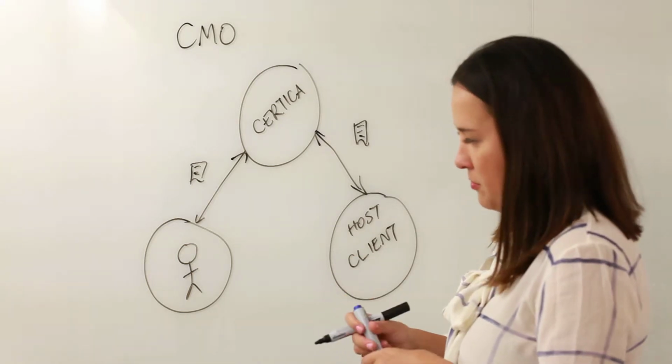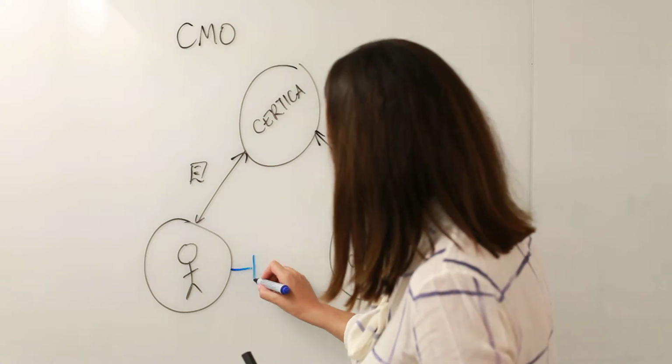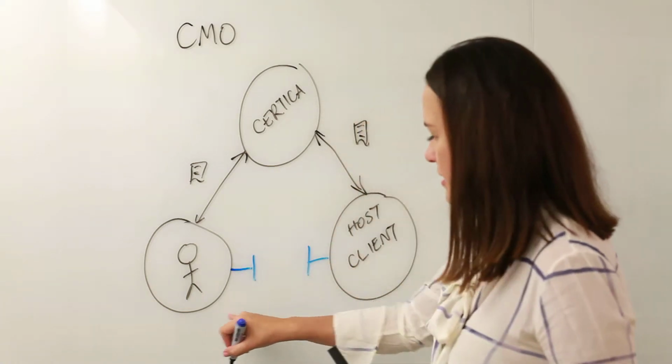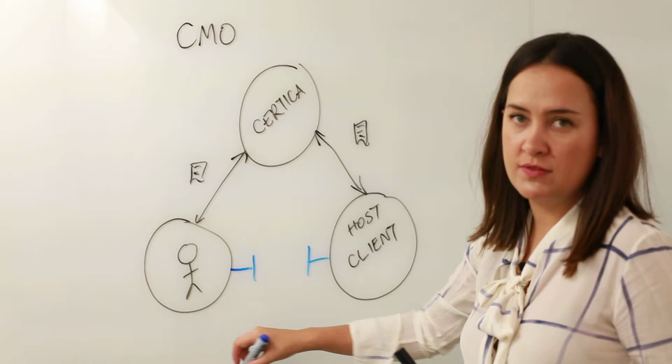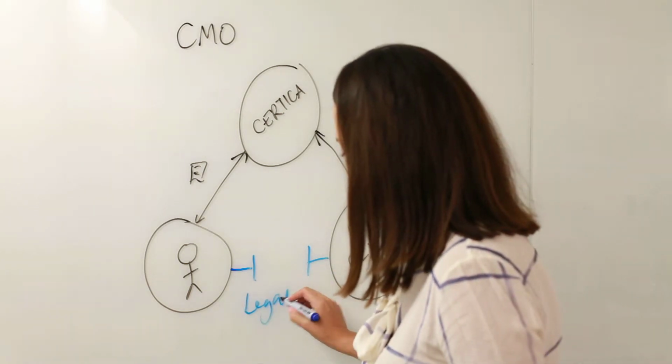The key operational or structure to the CMO model is that there isn't any arrangement or legal arrangement between the individual and the host client. We call this a legal separation.